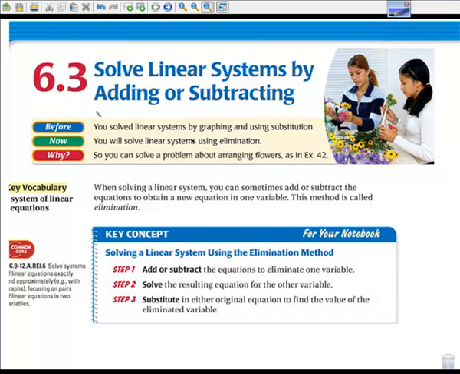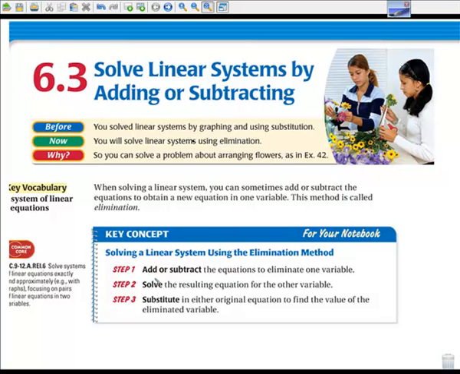Lesson 6.3 from the algebra book is solving linear systems by adding or subtracting. Sometimes this is called the elimination method because we are choosing to eliminate one variable from both equations. It's similar to substitution because we will use the substitution method as part of it, but first we're going to eliminate a variable. And again, there's three steps.